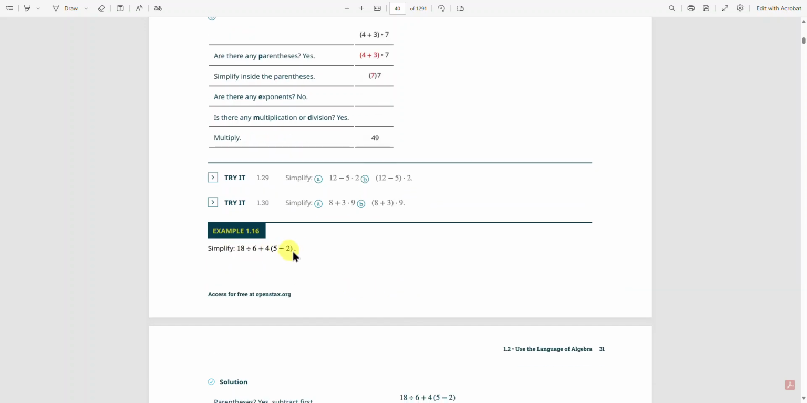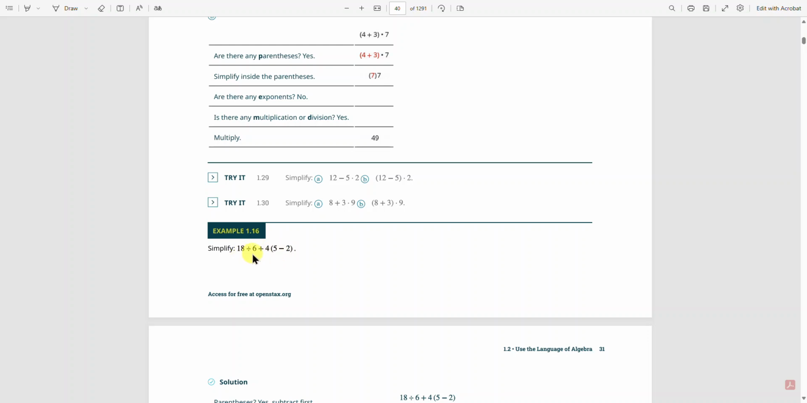Let's look at a more complicated problem. Here we're given an expression that's more complicated, that's going to challenge us to think about the order of operations. 18 divided by 6 plus 4 multiplied by 5 minus 2.